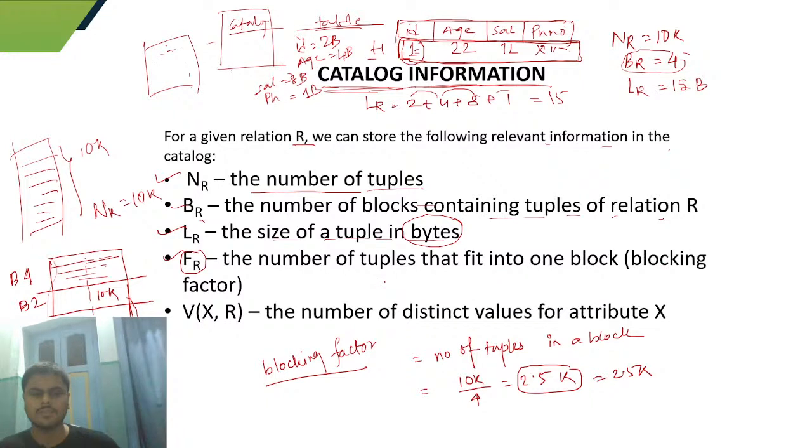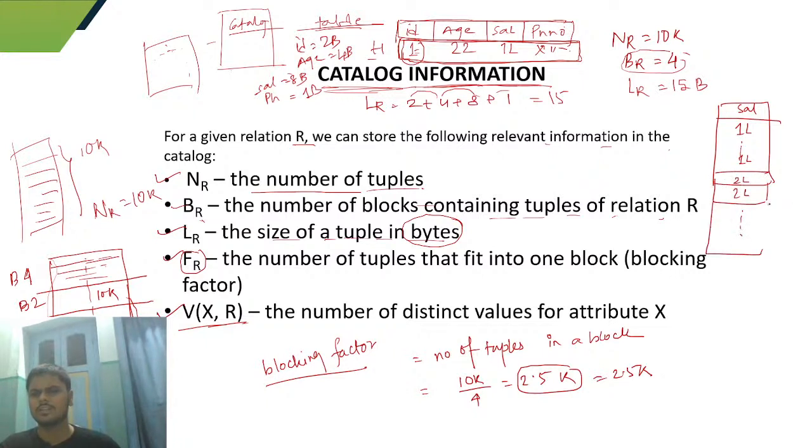And the final one, this is very important here. The V is actually the number of distinct values of attribute X. What does it mean? If you have, let's say, salary, and in this salary you have 1 lakh, 1 lakh, all 1 lakhs, and then 2 lakhs, 2 lakh, 2 lakh, and then you have 3 lakh, 3 lakh, and all like this 3 lakh.